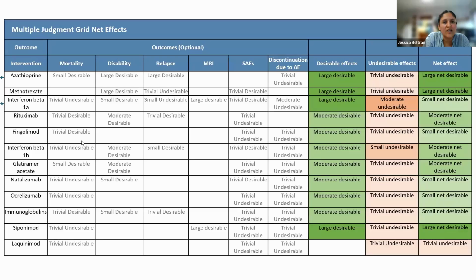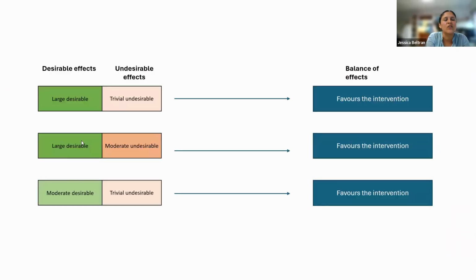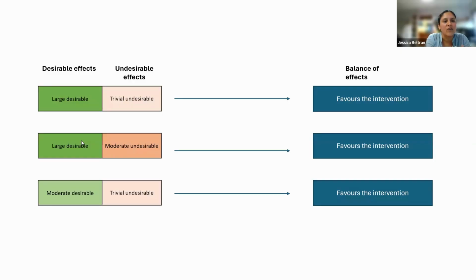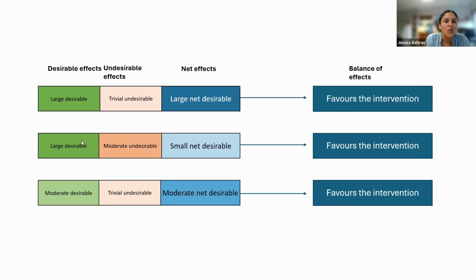And this net effect then is useful for two reasons mainly: because we have to handle a large quantity of information, and second, because it gives us more granularity. For example, see here, we have 3 interventions that when we assess the balance of effect, the 3 of them favor the intervention. But if we see the relationship between the desirable and the undesirable effects and calculate the net effect, we can see more granularity for our judgments and make a relative evaluation among the interventions.